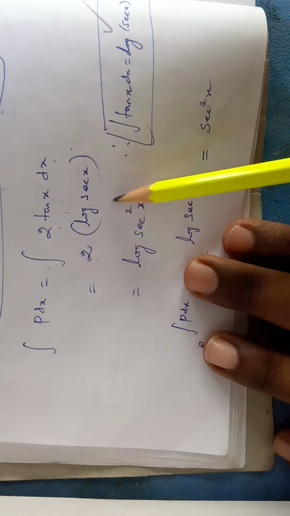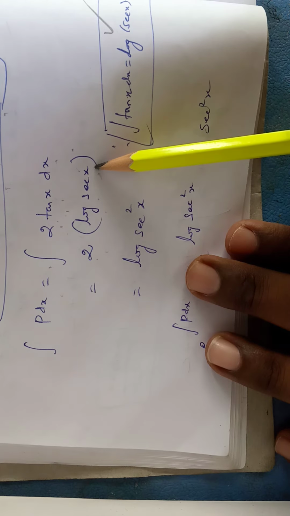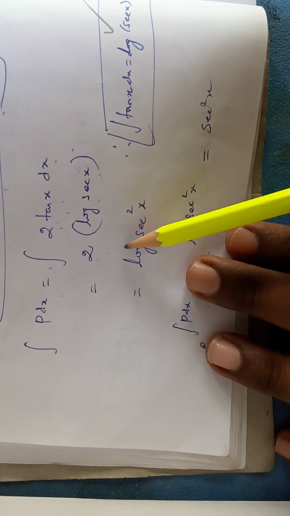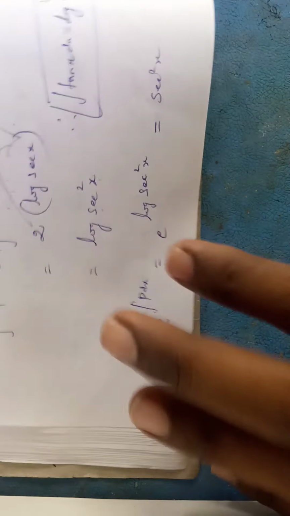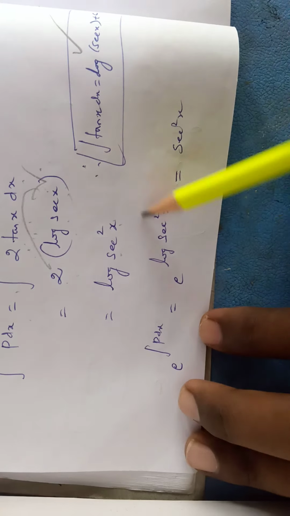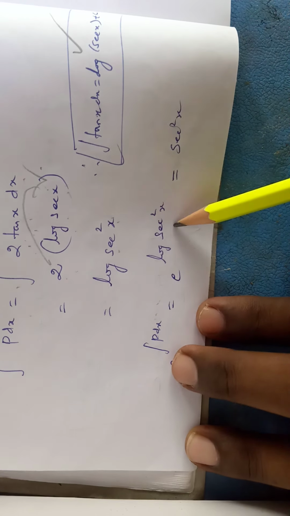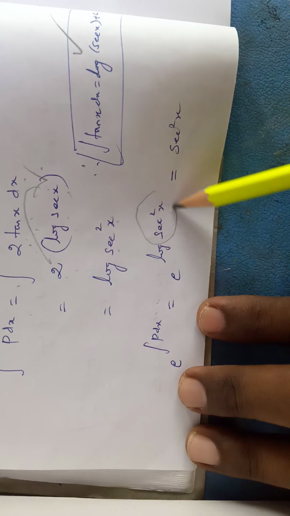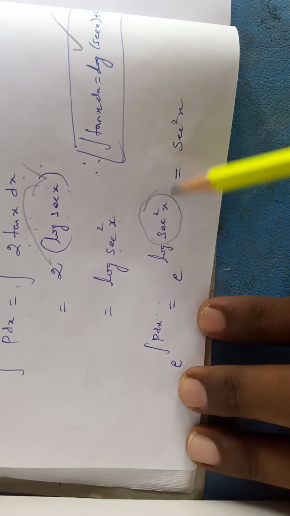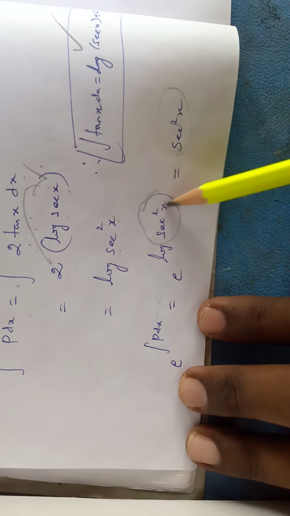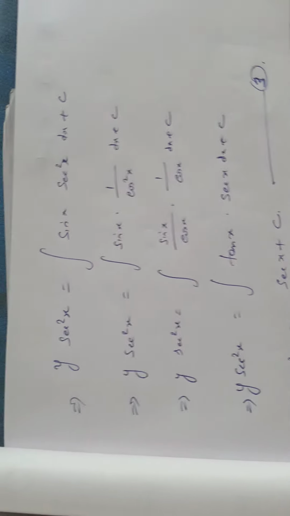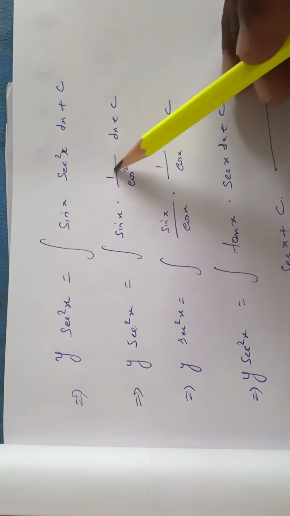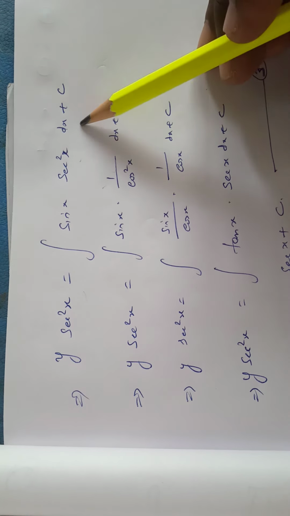So 2 log secant x, applying the logarithmic power rule, becomes log secant square x. So e power integral p dx equals e power log secant square x. E power log of any function is that function, so it is secant square x. So y secant square x equals the integral of sin x into secant square x dx plus c.